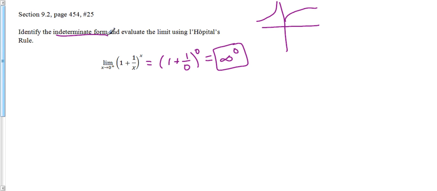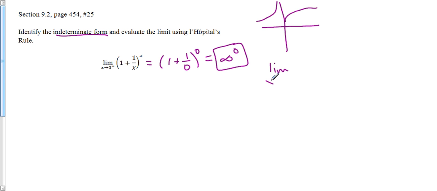And just as in the last problem, number 21, where we had something raised to a power, we try using the method of taking the limit of the natural log of the function, and then at the end of the problem, raising e to whatever the answer of that limit was. So let's just go over here and review for a minute what we mean by that.